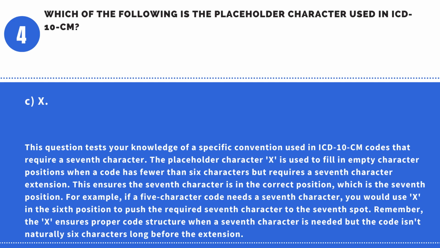This ensures the seventh character is in the correct position, which is the seventh position. For example, if a 5-character code needs a 7th character, you would use X in the 6th position to push the required 7th character to the 7th spot. Remember, the X ensures proper code structure when a 7th character is needed, but the code isn't naturally 6 characters long before the extension.